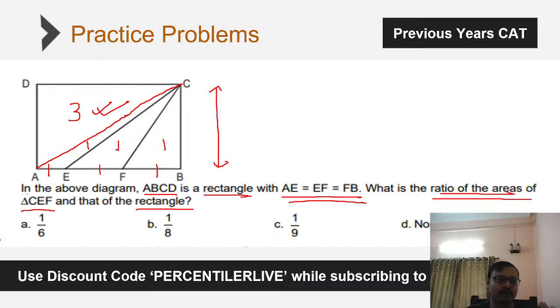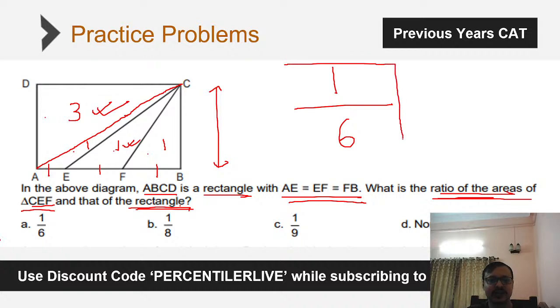units. What is the question saying? Ratio of the areas of CEF and the rectangle. So what is CEF? CEF has an area of 1 unit. What is the area of the entire rectangle? CBAD, 3 plus 1 plus 1 plus 1. The top half is 3, the bottom half is 3. So that is 6 units. The total area of the rectangle is 6 units. Area of CEF is 1 unit.